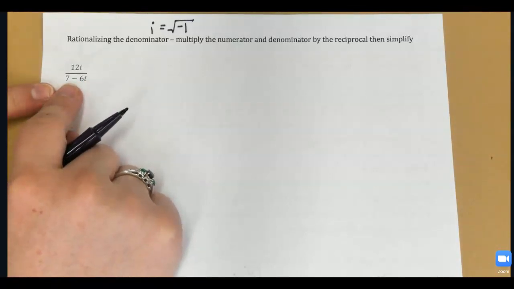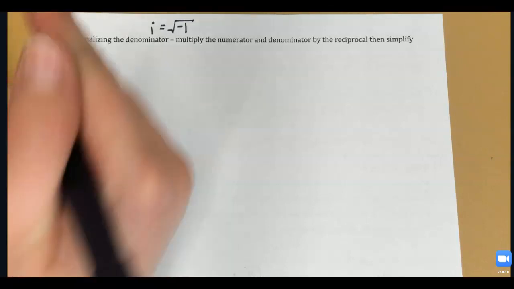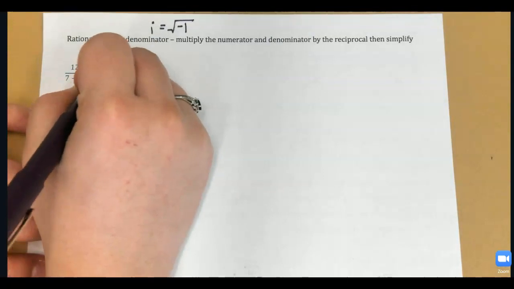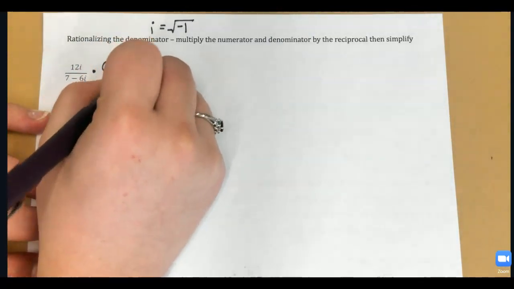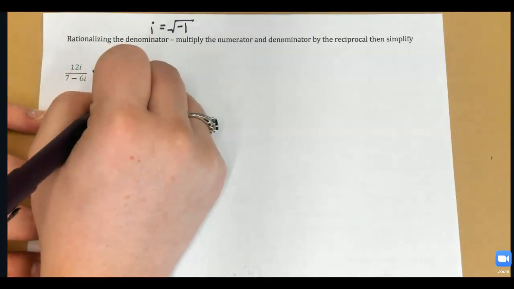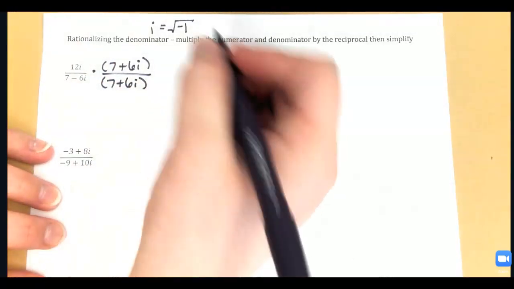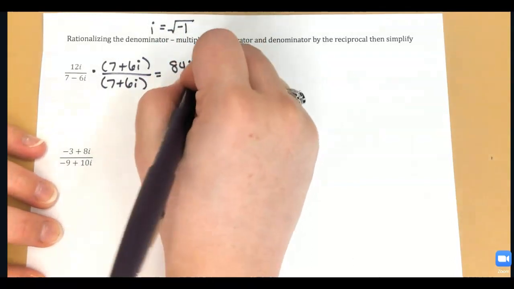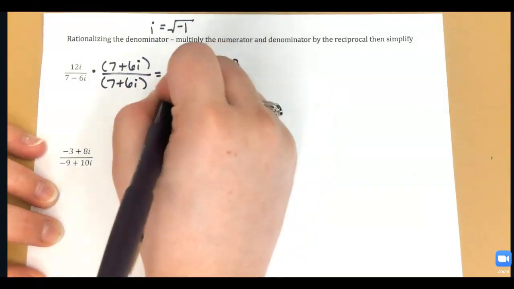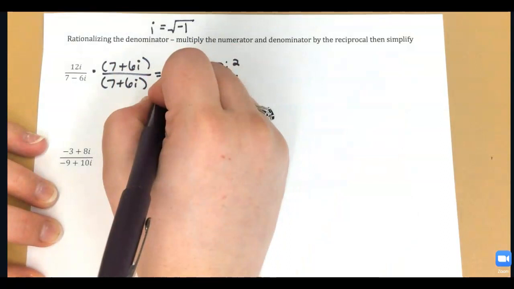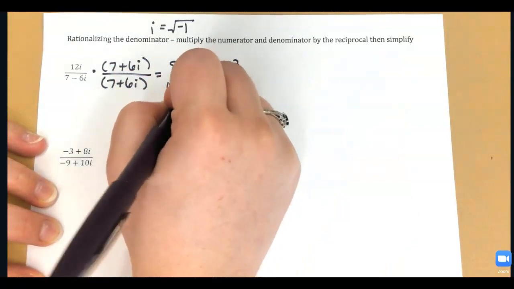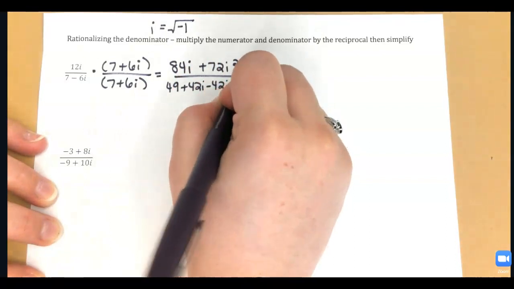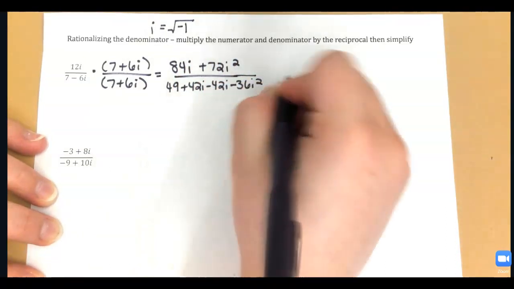So for this first example, I have 7 minus 6i in my denominator. So my reciprocal would be 7 plus 6i. So I'm going to multiply that in the top and the bottom. And we do have experience now multiplying these complex numbers. So I'm going to get 84i plus 72i squared in the top. And in the bottom, I'm going to get 49 plus 42i minus 42i minus 36i squared.